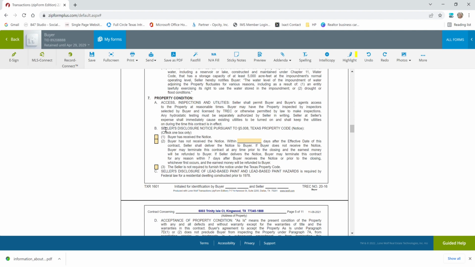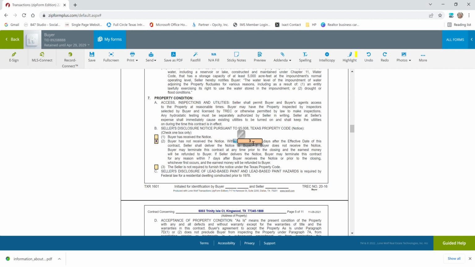So this basically states that, let's say the buyer's agent said that the buyer has not received the notice and they need it within 3 days of the effective date of the contract. If your clients have not given them the seller's disclosure within those 3 days, let's say you gave it to them on the 5th day. What that means is on that 5th day, those buyers now have 7 days that they can terminate the contract and still get their earnest money back because you delayed them getting the seller's disclosure.